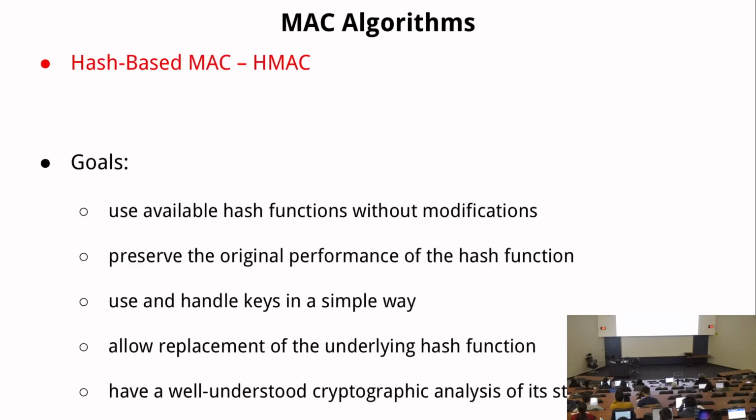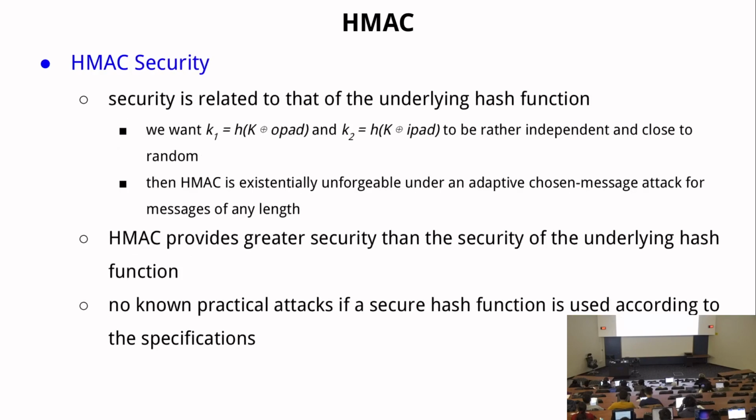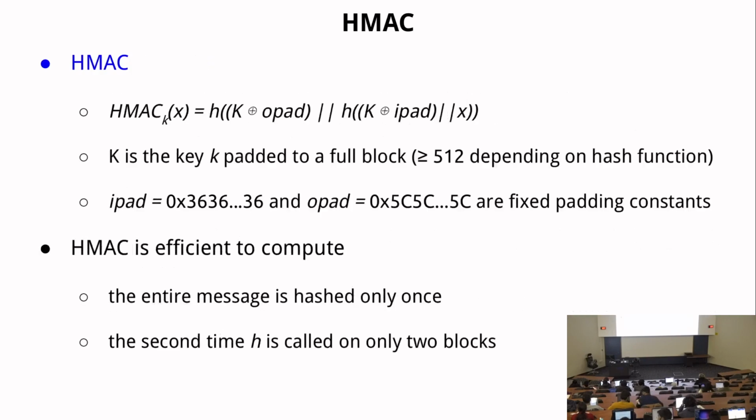And HMAC has a very specific design, which is like this, and this is proven to be secure. So the H here can be any hash function. The proof is that the HMAC function is as secure as the hash function itself. So you can use different hash functions here.